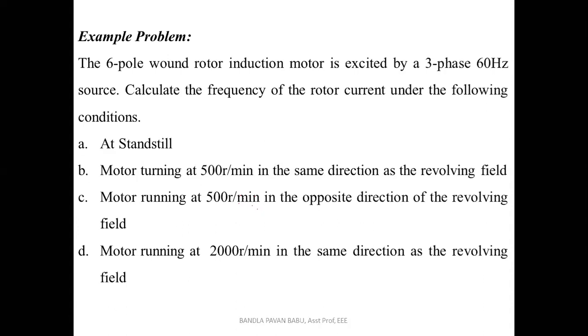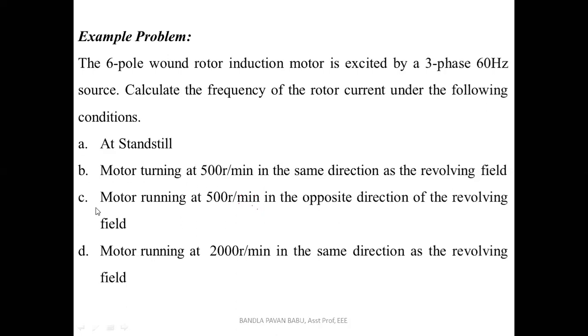In all the cases we need to find the frequency of the rotor current. First case is standstill. What do you mean by standstill? s equals 1. The second case is that the motor is turning at 500 rotations per minute in the same direction as the revolving field. The revolving field means the stator rotating magnetic field, which is at synchronous speed. So the rotor is rotating at 500 rpm in the same direction as Ns. Here n, or Nr, is 500.